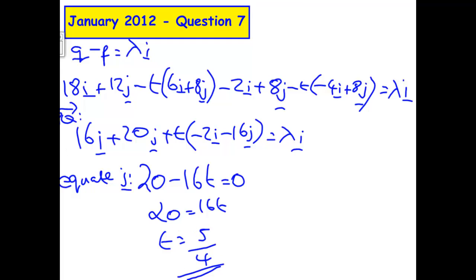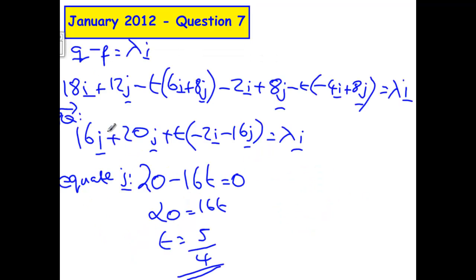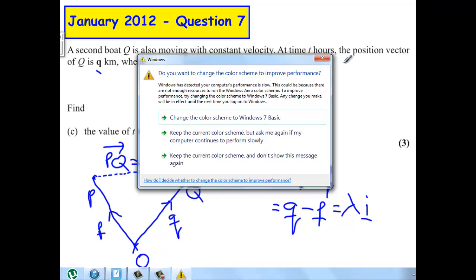So that is the value of time, so that P is due west of Q. In other words, to go from P to Q, you would be travelling along a vector some constant times I, and that's the value of time that is required.